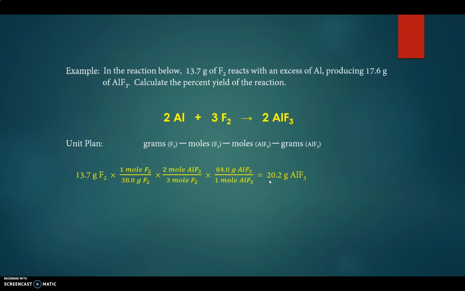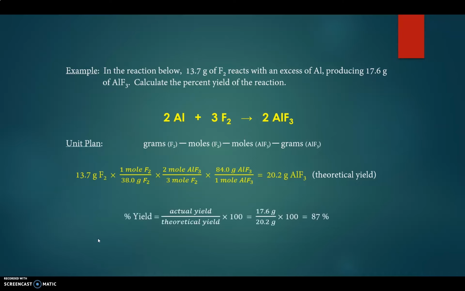So we would expect to get 20.2 grams of aluminum fluoride, and that would be the theoretical yield. That's the best we could possibly do. So if we want to calculate the percent yield, we need to compare the theoretical yield with the actual yield that was given in the problem.